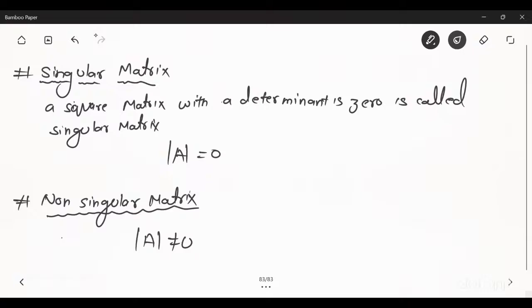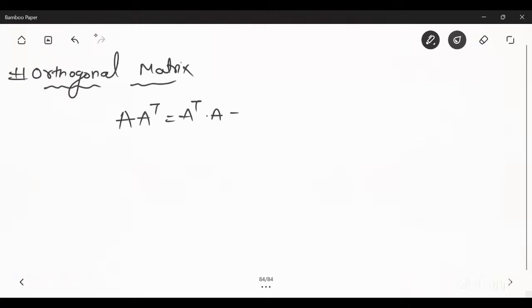Now, next is the orthogonal matrix. An orthogonal matrix is a matrix which follows the condition that if you multiply a matrix with its transpose, you will get an identity matrix. That is the condition of an orthogonal matrix.